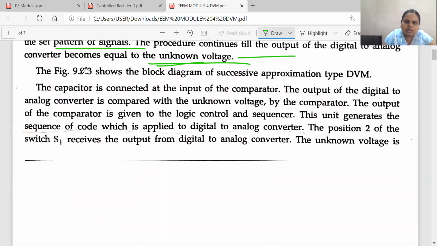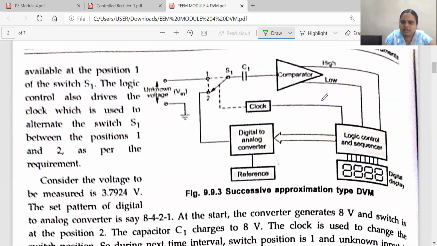Then the block diagram is given as follows. The unknown voltage is given as the input V in. Two switches are used with two connections 1 and 2, and switch S1 is used. Comparator C1 is used, and a capacitor is used, and the comparator gives the signal high and low. A clock is connected to the switch and also to the logic control sequencer. Then a digital to analog converter is connected, and a reference is connected, and a display is there.